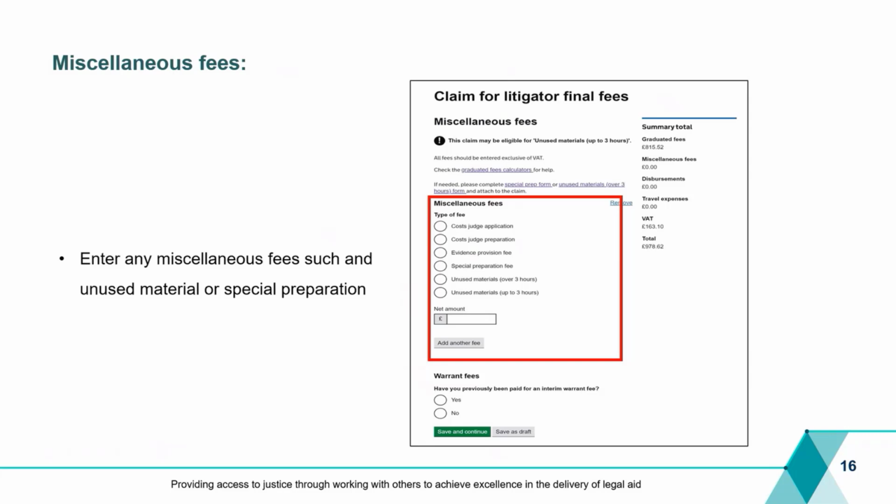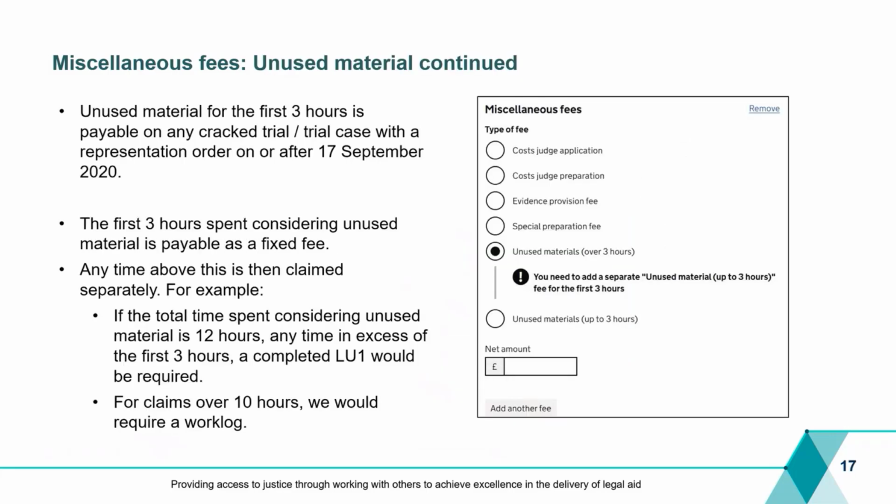Next, you can enter miscellaneous fees that you wish to claim, such as unused materials and special preparation. Please note that claims for special preparation must be accompanied by a completed LSP2 form and supporting documents like the work logs and anything else that the determining officer may need to assess special preparation.